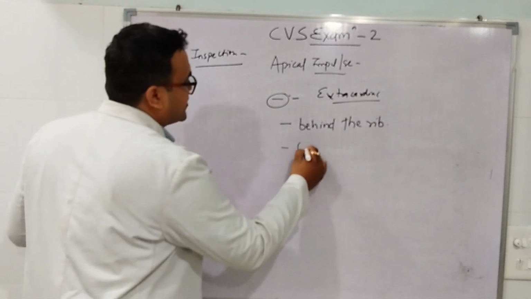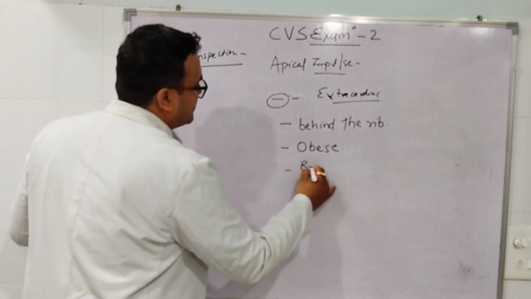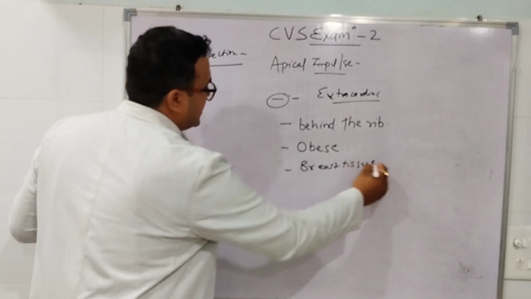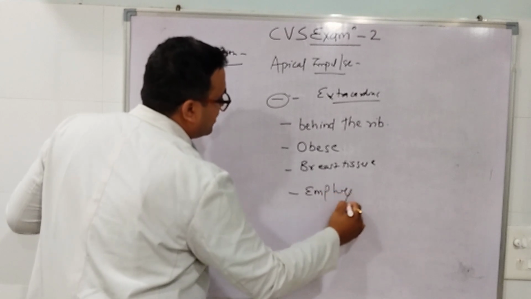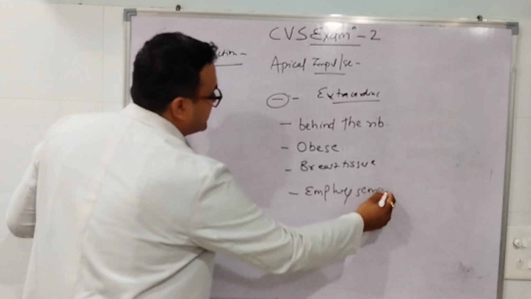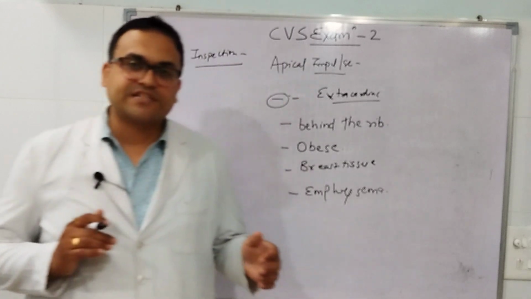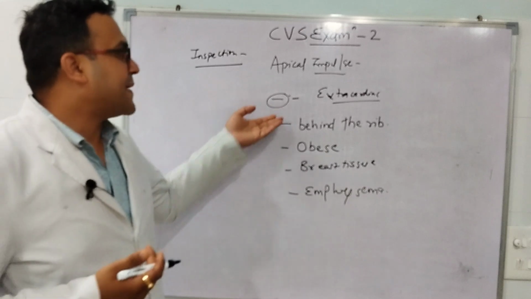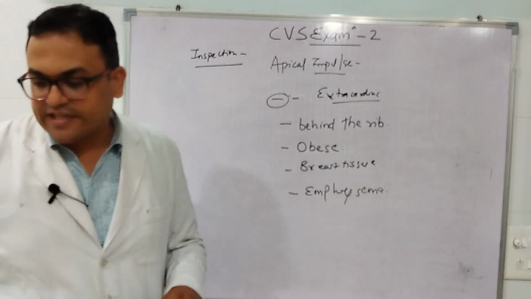Next, if the patient is very obese, there may be breast tissue, or in cases of emphysema, we all know in emphysema the heart becomes tubular, so there is rotation of the heart and the apex may shift posteriorly, and that's how the apical impulse can be absent in these extracardiac causes.